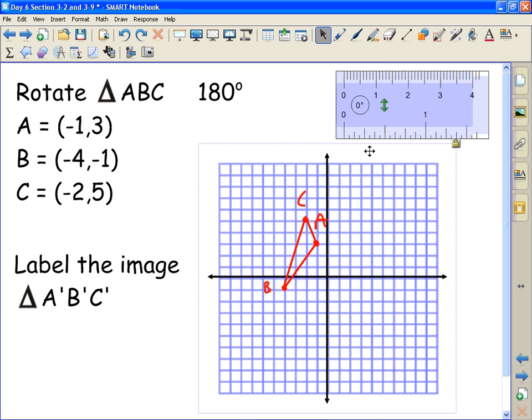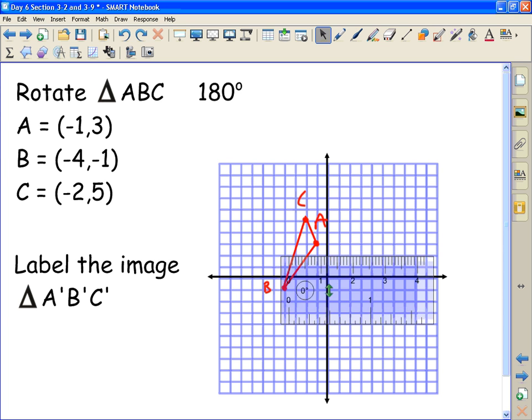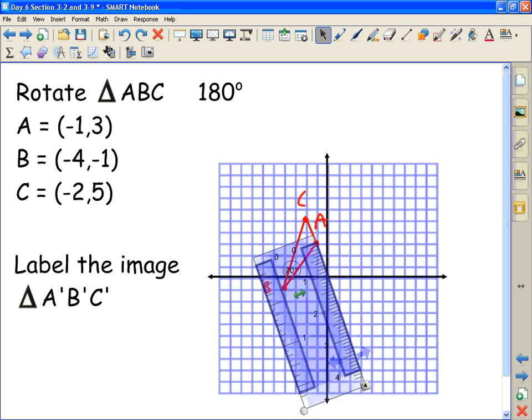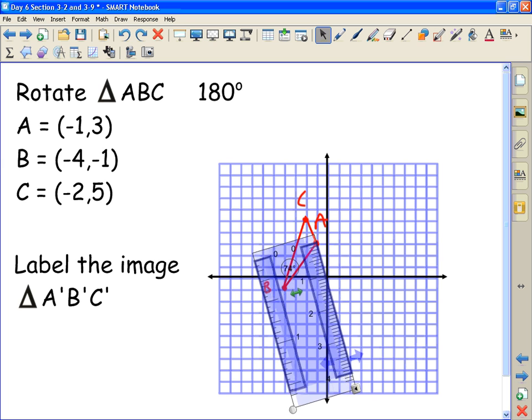I'm going to make the triangle here red so it sticks out a little bit for you to see. I can get my protractor out, but notice if it's 180 degrees, what do we know is 180 degrees? A straight line. So therefore, I'm going to place 0, the edge of my ruler, and find out how far away A is from the origin. Notice that it's 1 centimeter away. Well, if I'm going to rotate 180 degrees, I'm just going to continue another centimeter along that line.